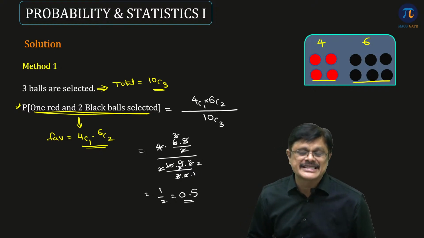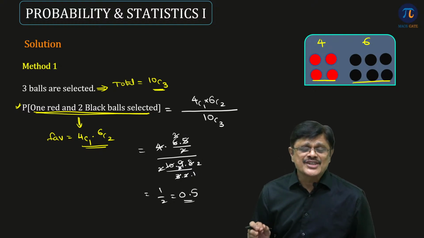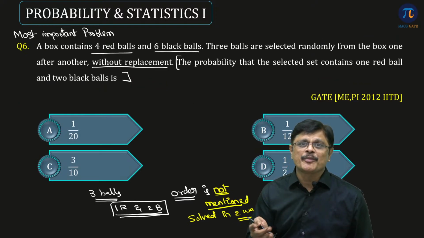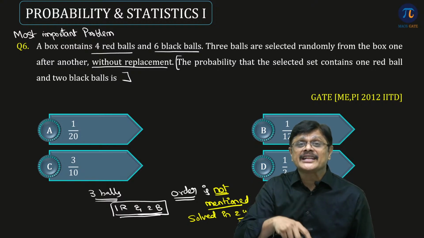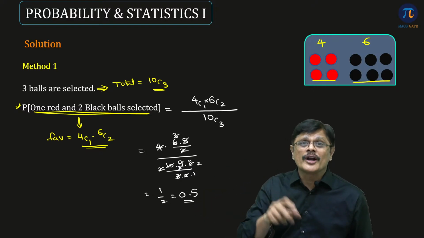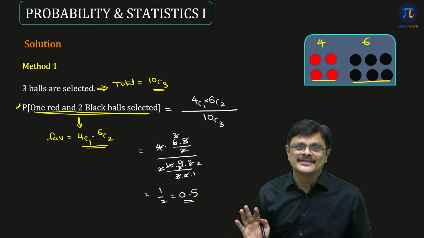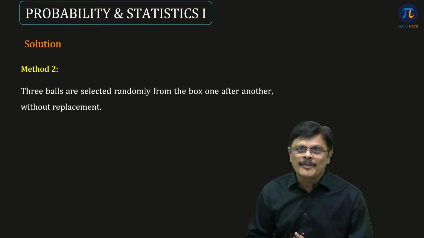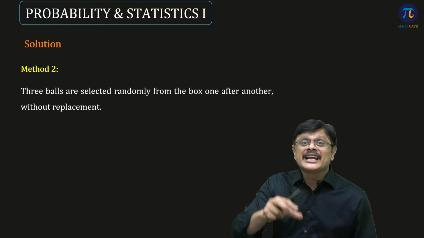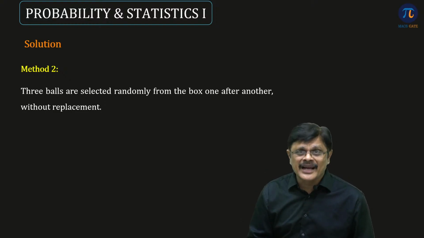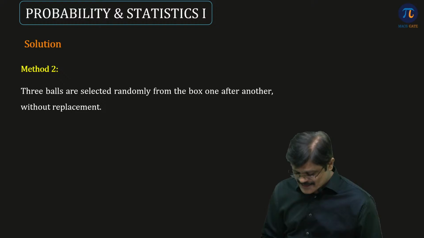So what is the probability for this event? 1 by 2. But actually, I did not solve the given problem. If you observe, I did not solve the given problem. What is the given problem? We selected the 3 balls one after the other without replacement. But what I did was solve a problem where I selected 3 balls from the box. What is the probability that 1 red and 2 black balls are selected? But I am claiming that this answer is exactly the same as the answer for the original problem. What is the original situation? 3 balls are selected one after the other without replacement. What is the probability that 1 red and 2 black balls are selected?